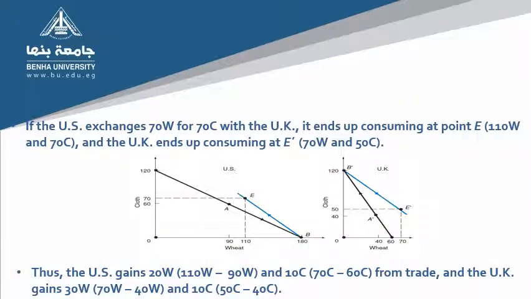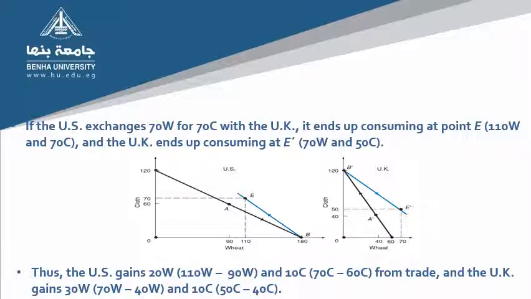Suppose that the United States exchanges 70 bushels of wheat for 70 yards of cloth with the United Kingdom. With trade, the United States specializes in the production of wheat, as it produces 180 bushels of wheat and 0 yards of cloth. It will give the United Kingdom 70 bushels of wheat and get from the United Kingdom 70 yards of cloth. As a result, it ends up consuming at point E 110 bushels of wheat and 70 yards of cloth.